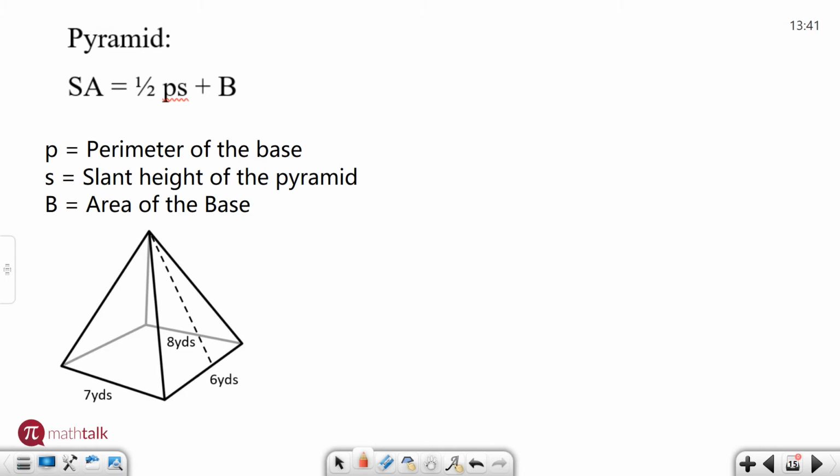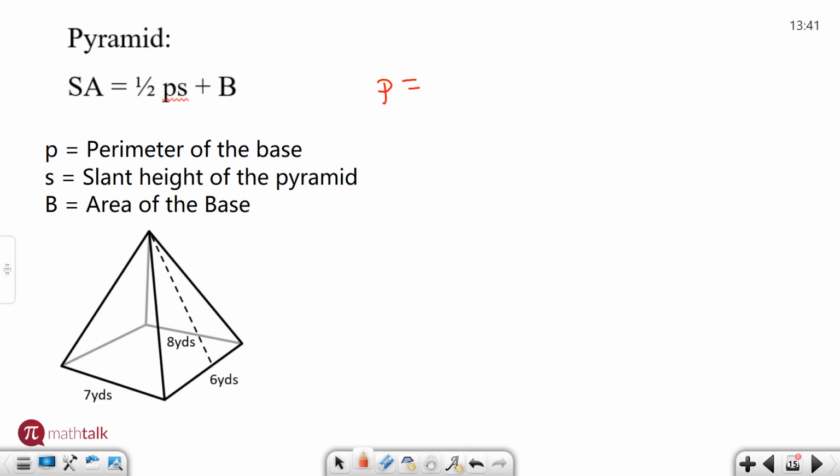P represents the perimeter of the base, which is the bottom of your pyramid. S is the slant height. It's basically the height of one of the sides of your pyramid going up. And capital B is the area of the base. So we need to find those first and then plug them in.